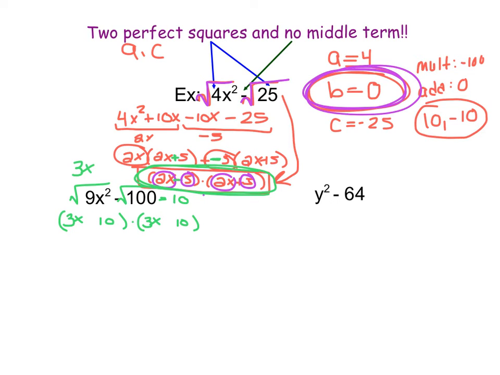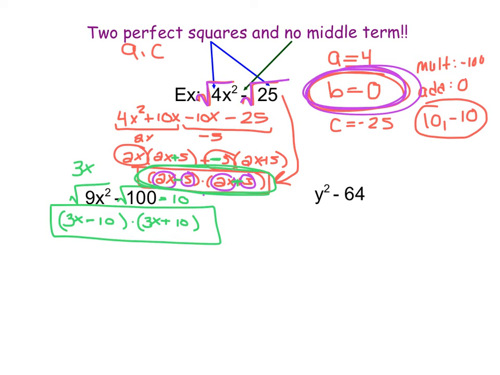So in my final answer I have a negative and I have a positive. So the same thing is going to happen here. In one of these parentheses we have a subtraction, and in one of these parentheses we have a plus sign. So this would be your final answer.